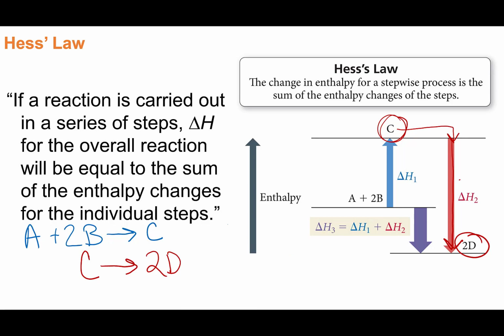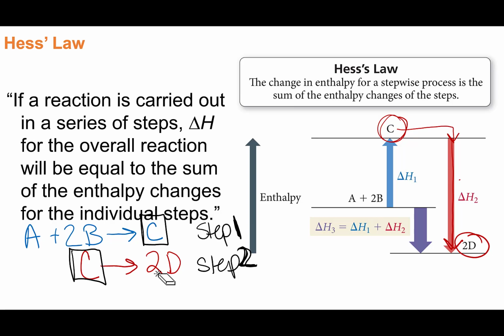Here we see our series of steps. This is step 1. This is step 2. The first thing that we're going to have to identify is something called an intermediate. An intermediate is something that's created in one step and then immediately consumed in the next step. As soon as I make a big old pile of this molecule C, that molecule C is going to begin to break down into 2 molecules of D. So this intermediate will not be included in our overall reaction.